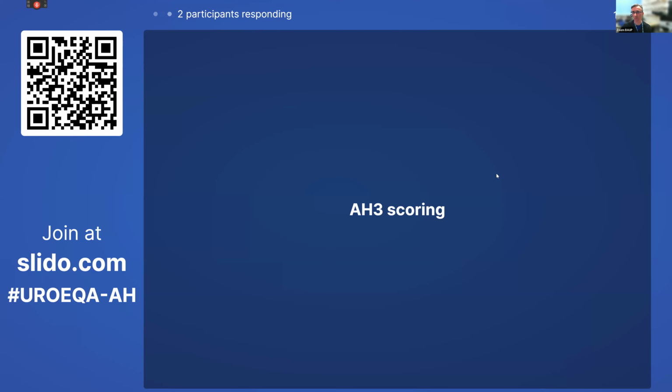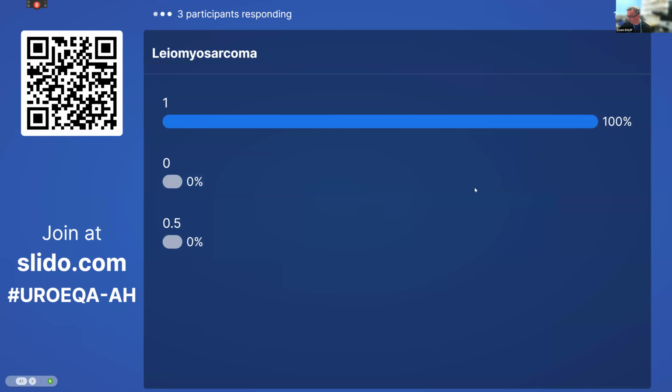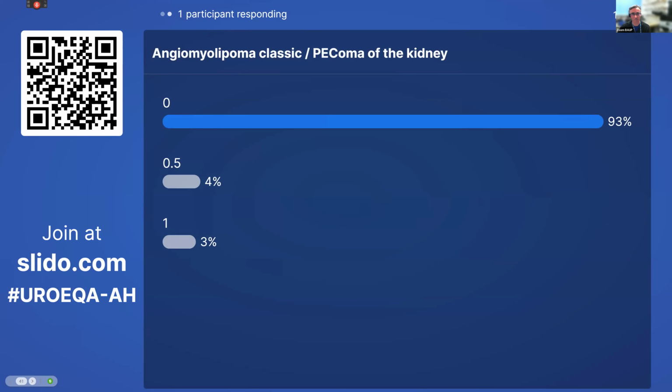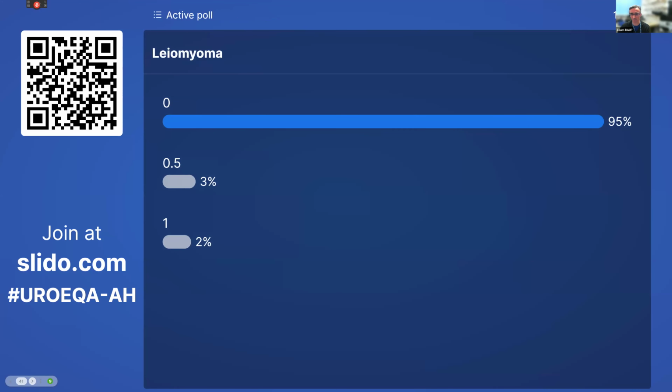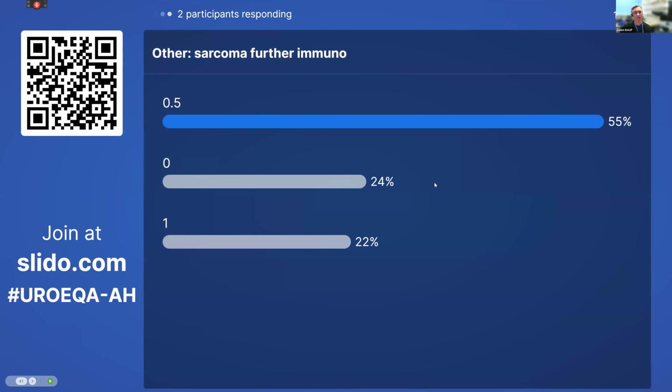Yeah, I'll stop the scoring now. I think we've reached a point. So leiomyosarcoma scores 1. AML 0. Leiomyoma 0. Rhabdomyosarcoma is 0. And let's see. Yeah, so 0.5 then for the sarcoma. Please do some more immunohistochemistry.